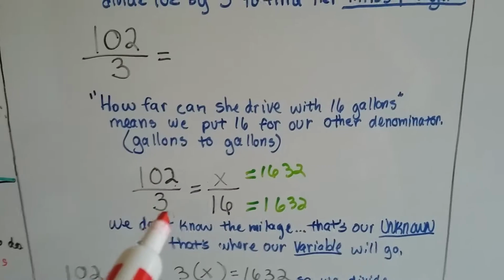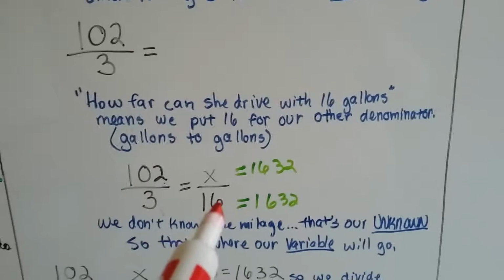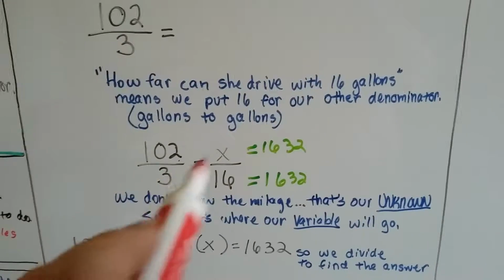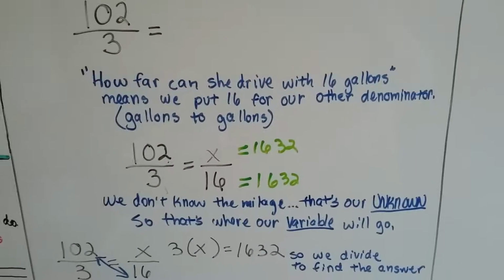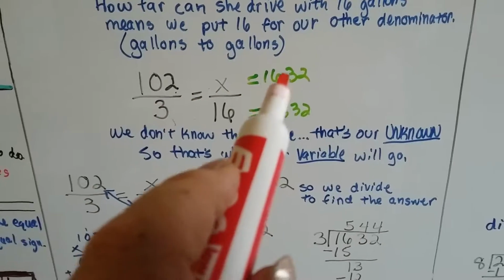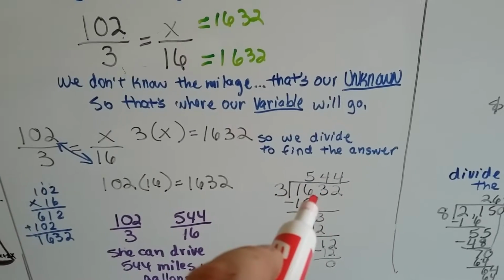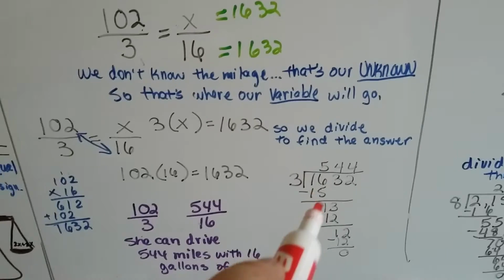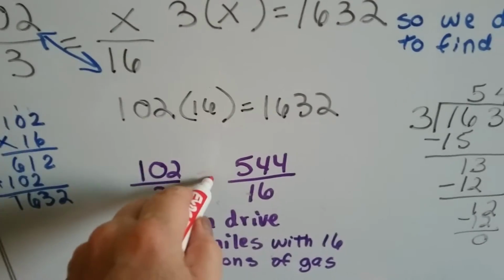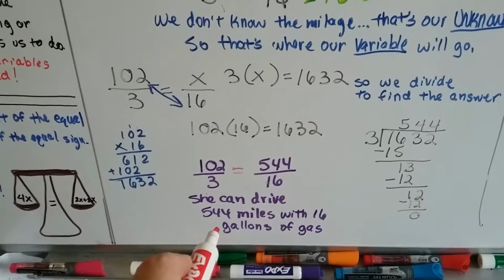So now we have 102 over 3 equals x over 16. We know that 102 times 16 is 1632. We did a little math on the side. That means 3x is going to have to equal 1632. The only way to find out what x is, is to divide 1632 by 3, and we do. 3 goes into 1632 544 times. So that means 544 goes there as our ratio. Let me put my equal sign there. That means she can drive 544 miles with 16 gallons of gas.